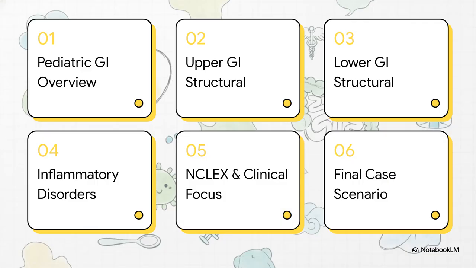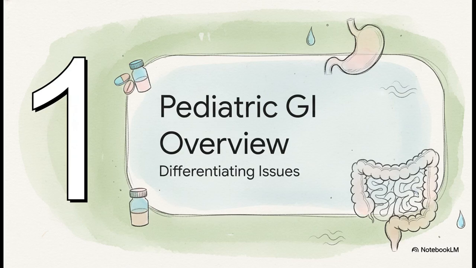So here's our game plan. We'll kick things off with a quick overview to get our bearings. Then, we'll work our way down the GI tract, covering the upper and then the lower structural problems. After that, we'll jump into the big inflammatory conditions. And to wrap it all up, we'll put your knowledge to the test with some NCLEX-style questions and a real-world case scenario.